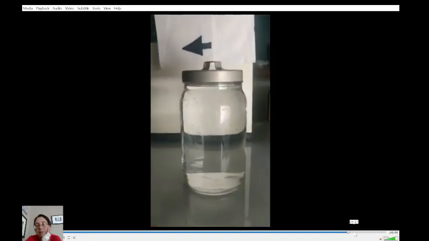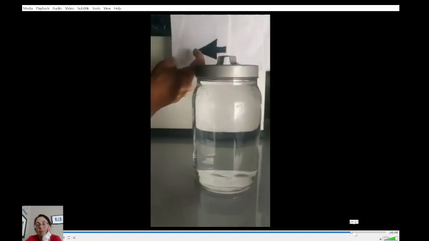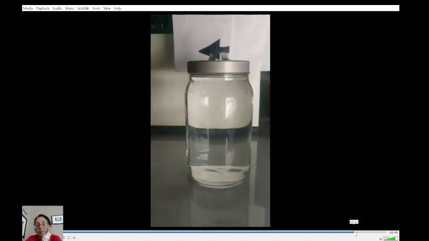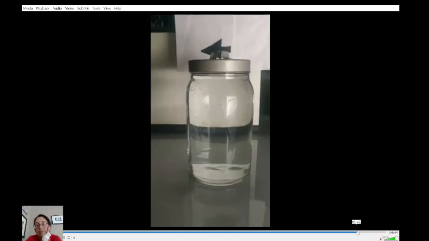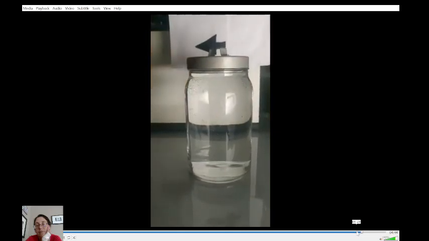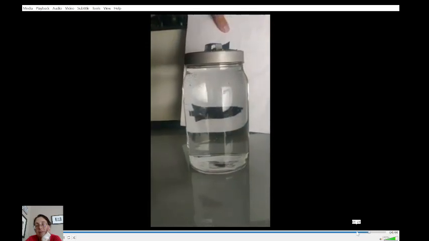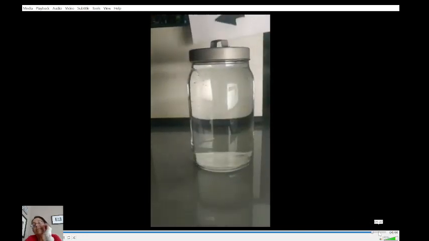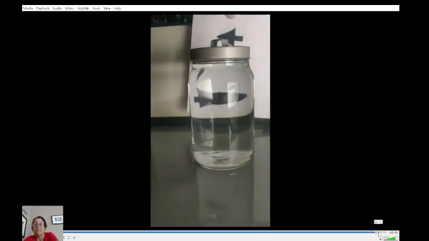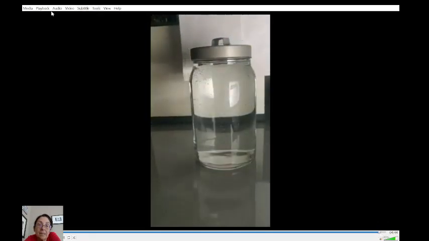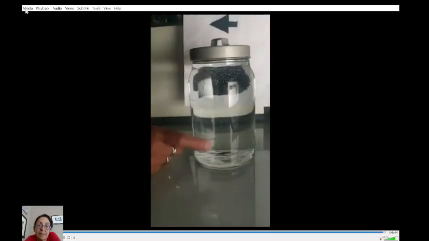So here I get an image which is smaller, inverted, but it's real. Another thing that is fun to do: you see this arrow here is pointing to the left. That's an experiment that was given by a student of mine. His name is Alex. So here it's pointing in this direction. Now if you look through the glass here, which is filled with water, it's pointing in the opposite direction, right? So that means you get an inverted image, and this is behaving like a converging lens.